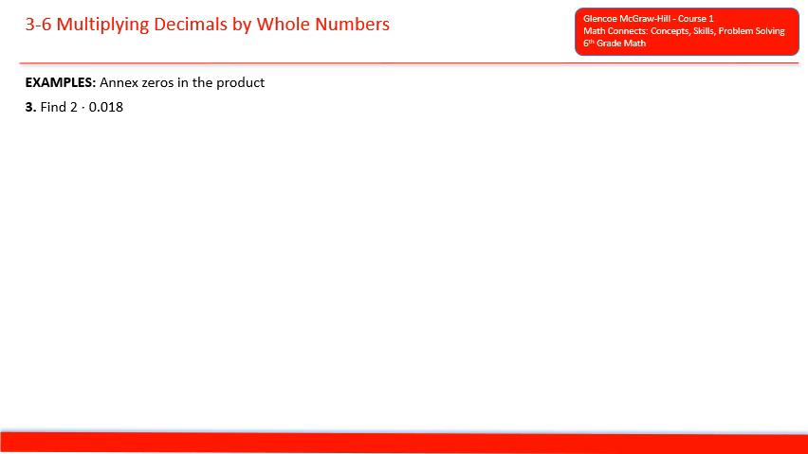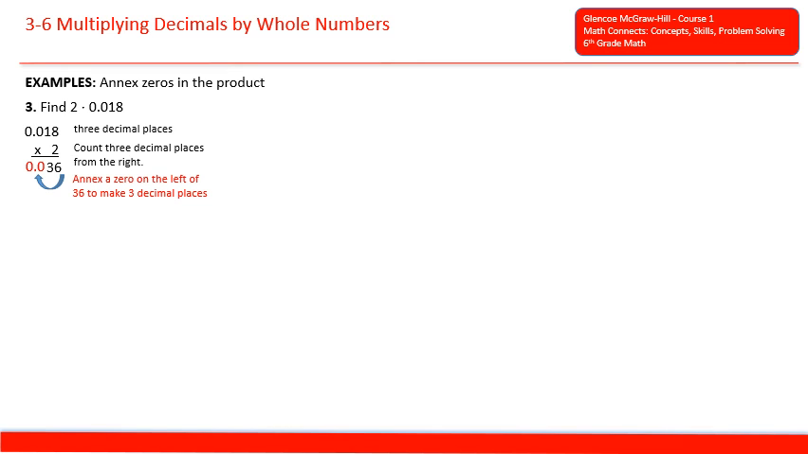Annex zeros in the product, so we have 0.018 times 2. So 2 times 18 is 36. And we have 3 decimal places in the problem, so we need to have 3 in the product, or the answer. So if we slide that over 3 places, then we get 0.036.